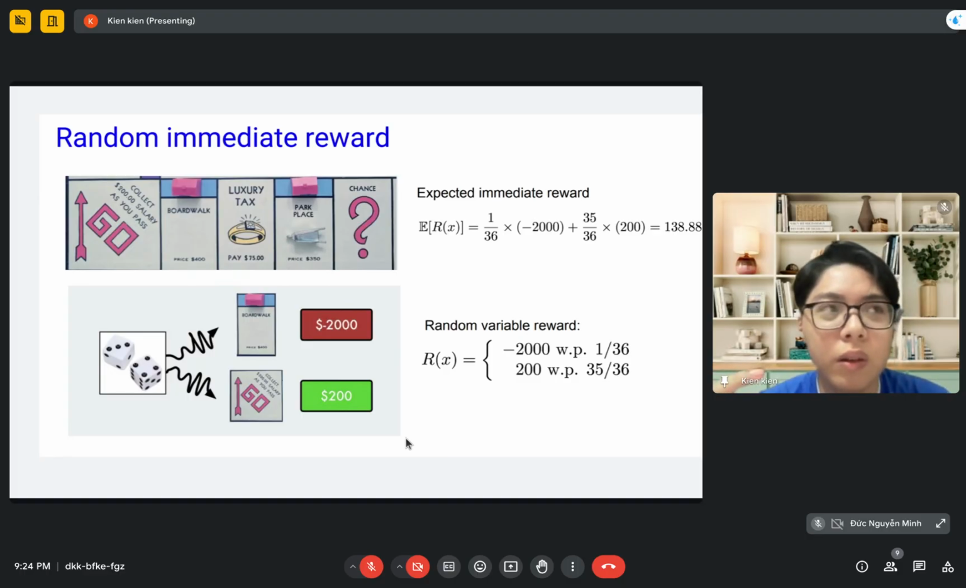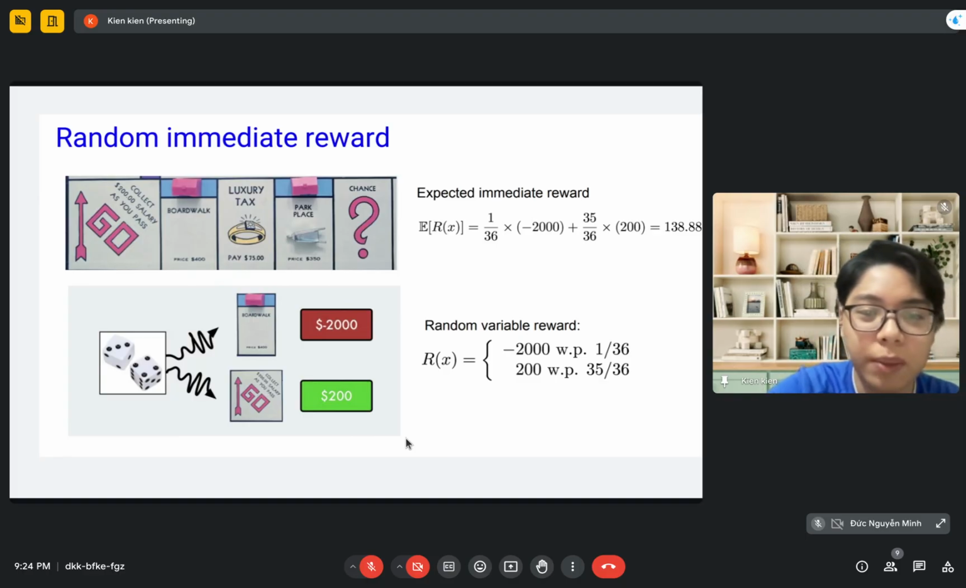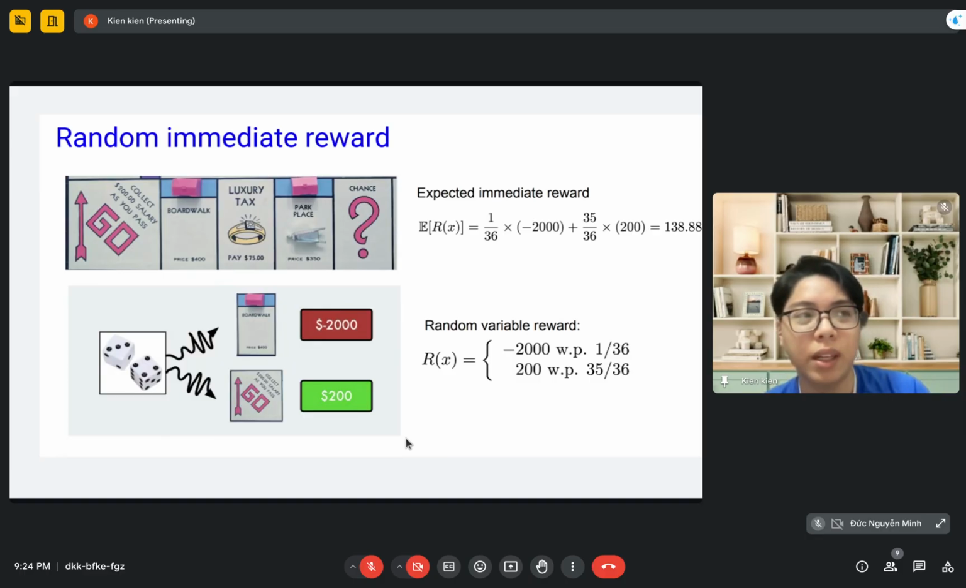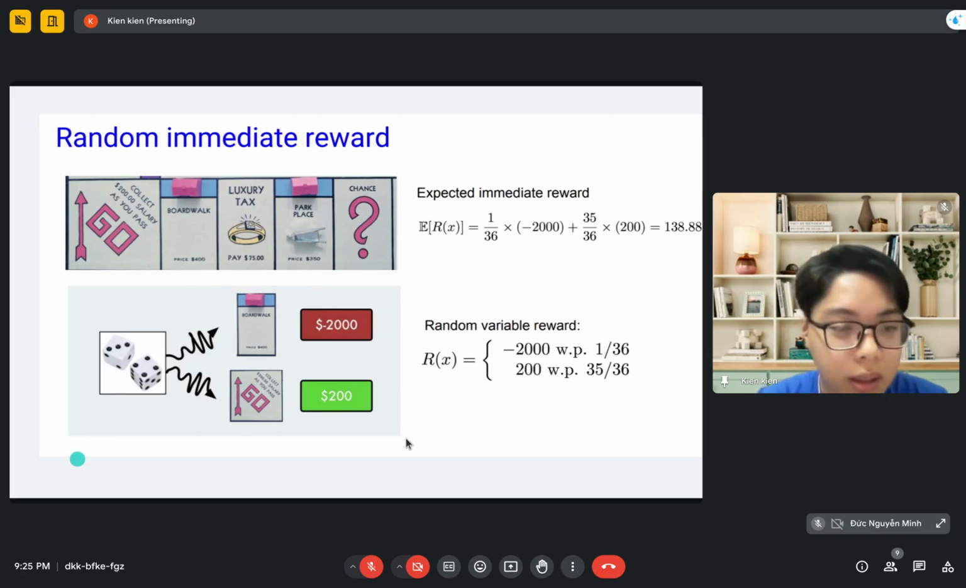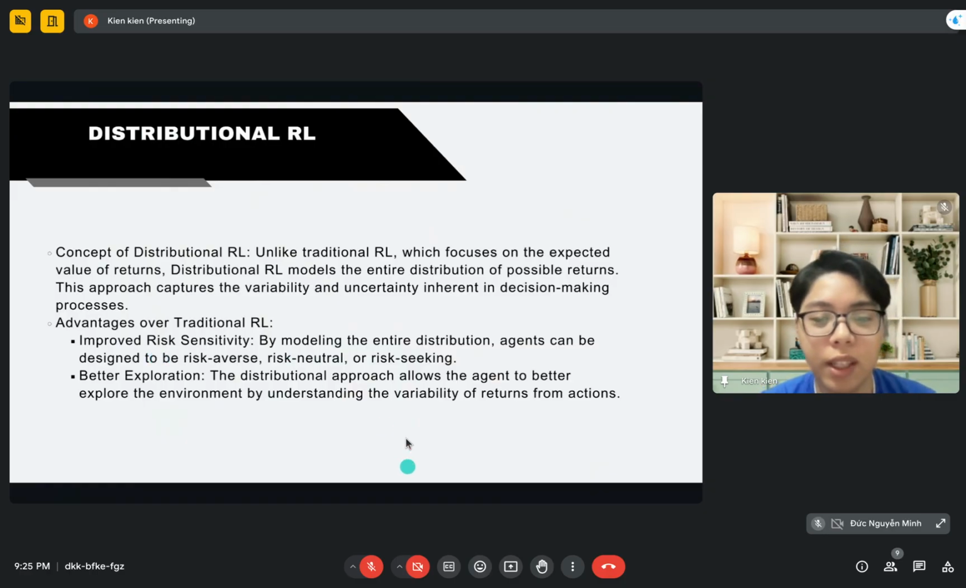So this example shows that the agent will still take the action in this situation, because the possibility of losing money is very low. In reinforcement learning, the agent will sometimes take the risk to earn the higher value, or he just doesn't care about the risk at all. This problem can be addressed by distributional reinforcement learning, which improves the risk sensitivity.